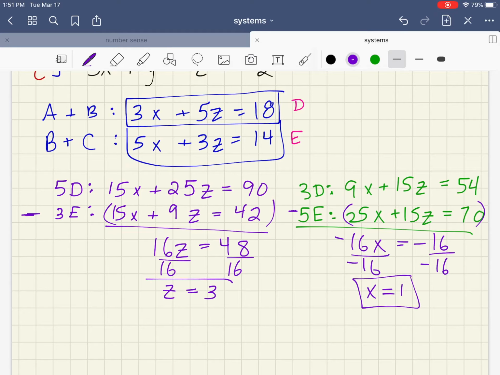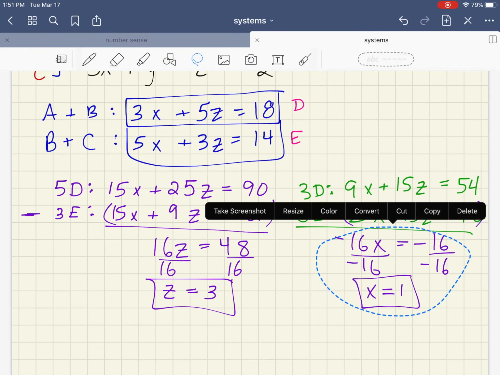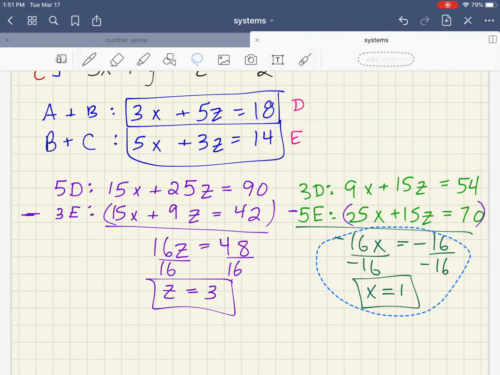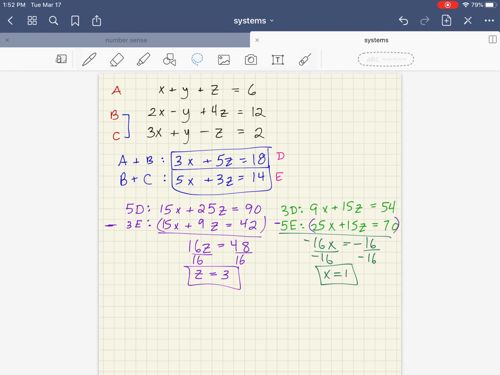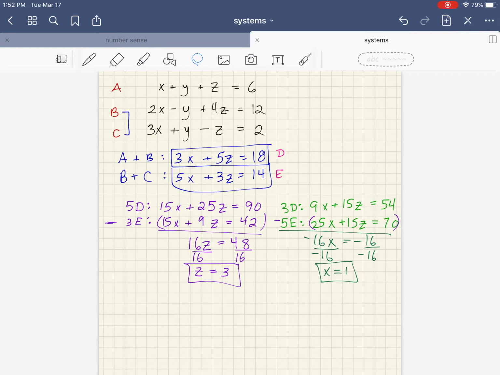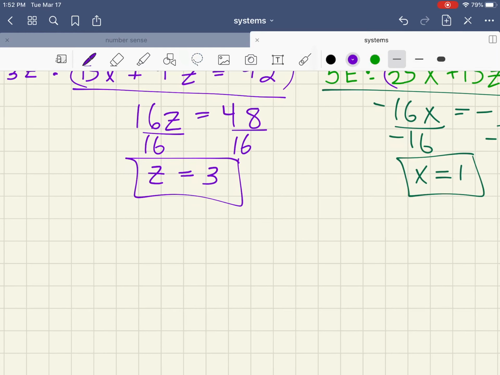Now I've got 2 of my values here. Technically, if I was using elimination, I'd have to go back and get a different set of equations and then eliminate one of the other variables, like z or x, and then use elimination to find y. However, I think it's appropriate at this point to look at any of the first 3 equations, like x plus y plus z. It's probably the most basic out of the 3.